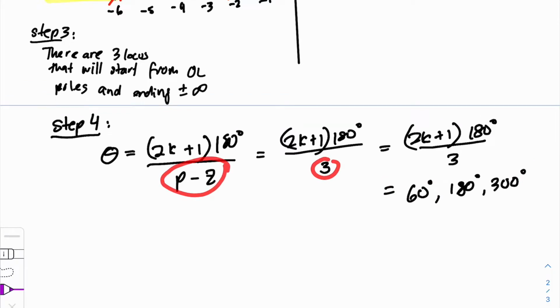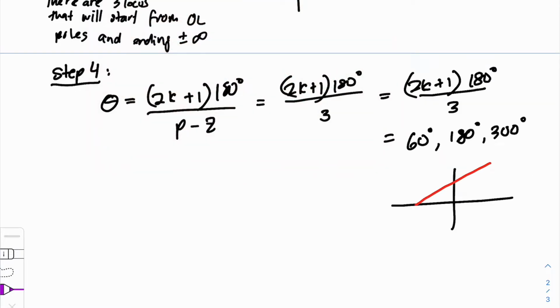Right, so this is depending on the value of your p minus z. If your p minus z is equal to 2, then you have only 2 angles, 90 degrees and 270. If your p minus z is equal to 4, you're going to have 4 angles. So it depends on the value of your p minus z as well.